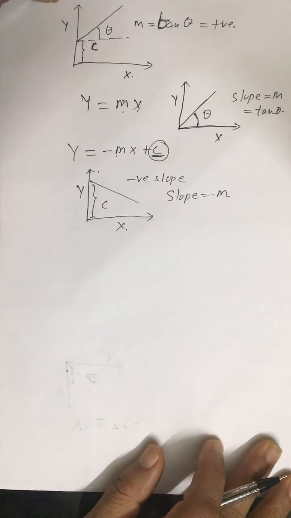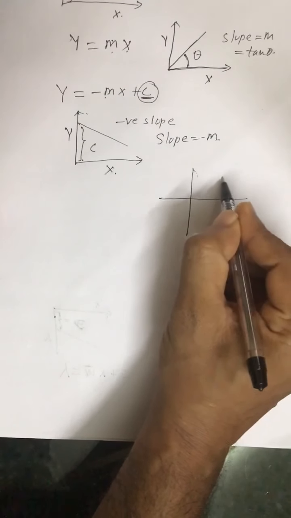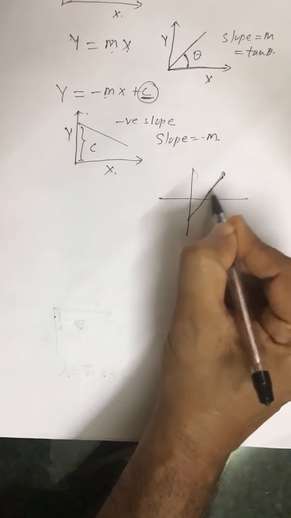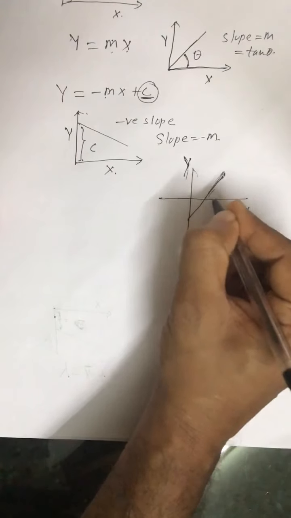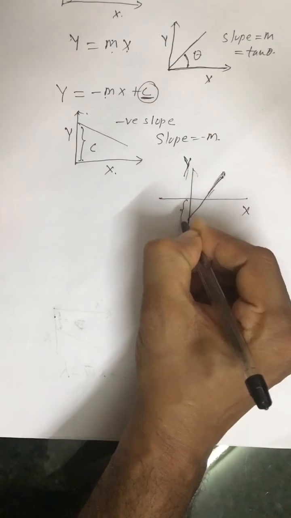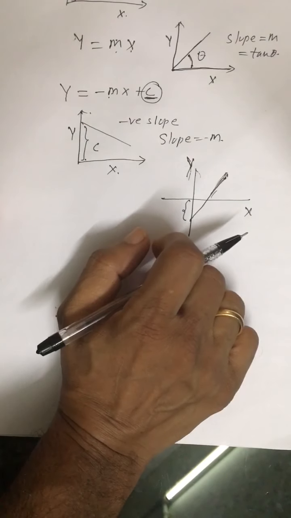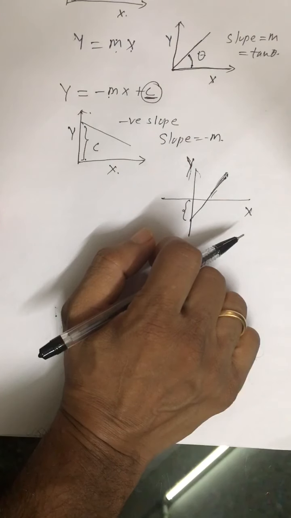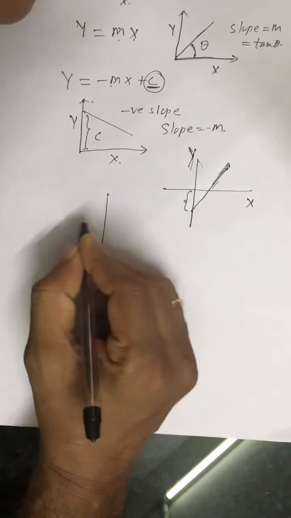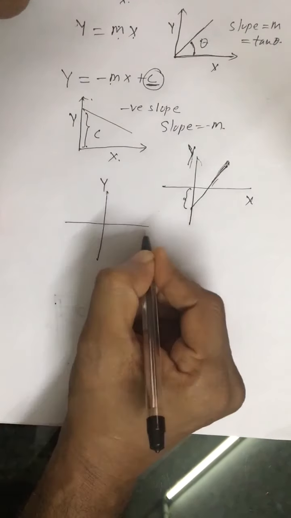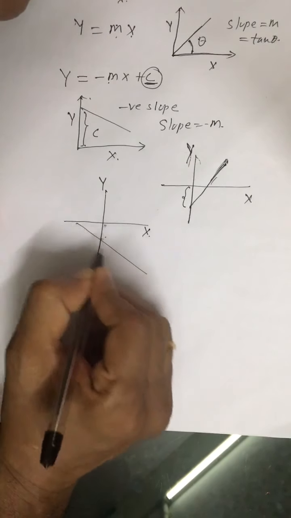And if you want a negative intercept, the graph will be like this. See, it is a positive slope. This is the y-axis, this is the x-axis, this is the positive slope, and this is the negative intercept. And if you want a negative slope with negative intercept, the graph will be like this. See, it is with negative intercept and negative slope.